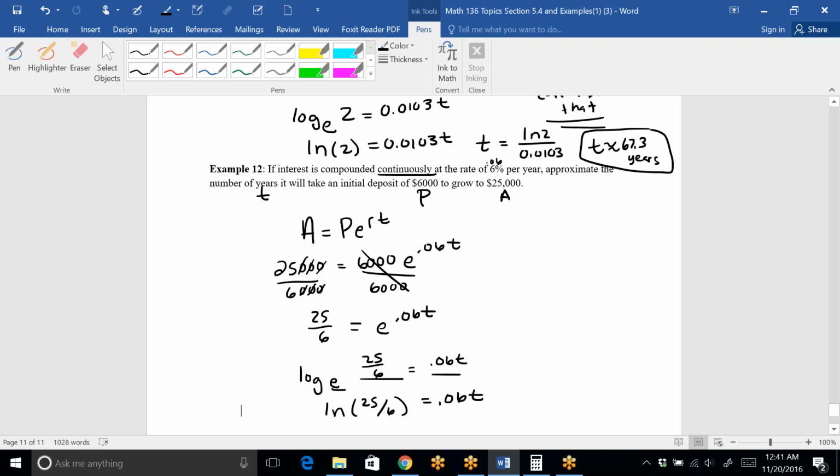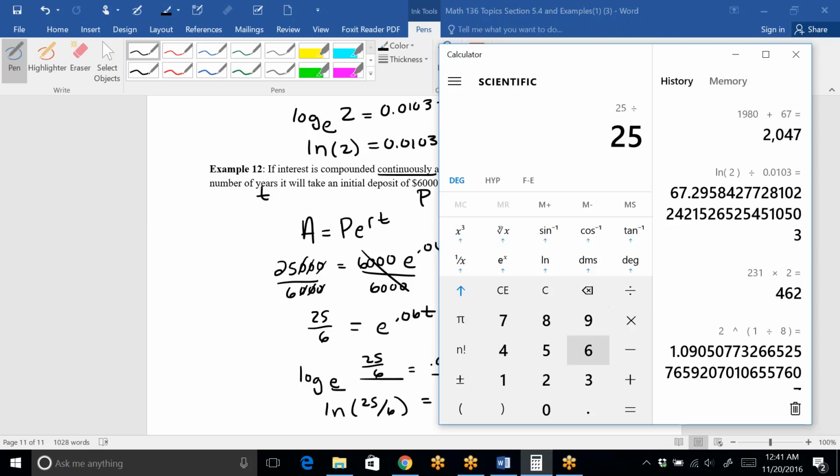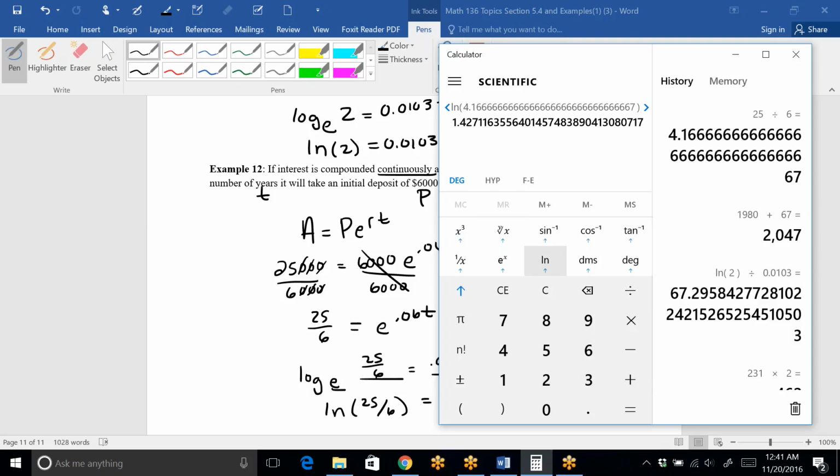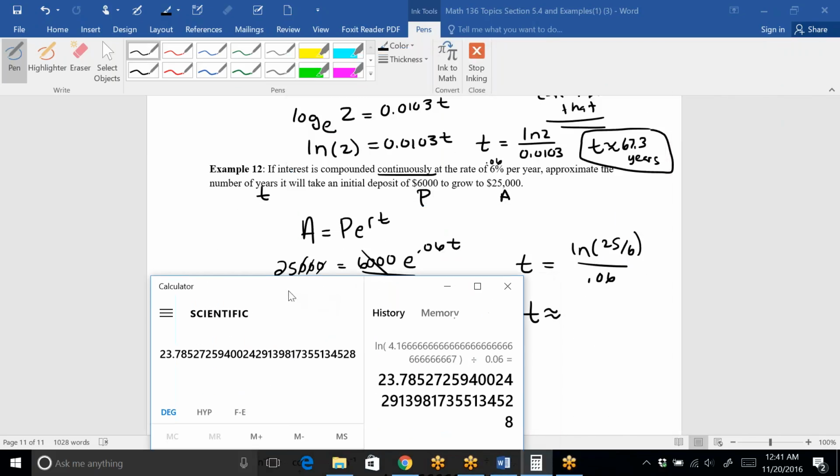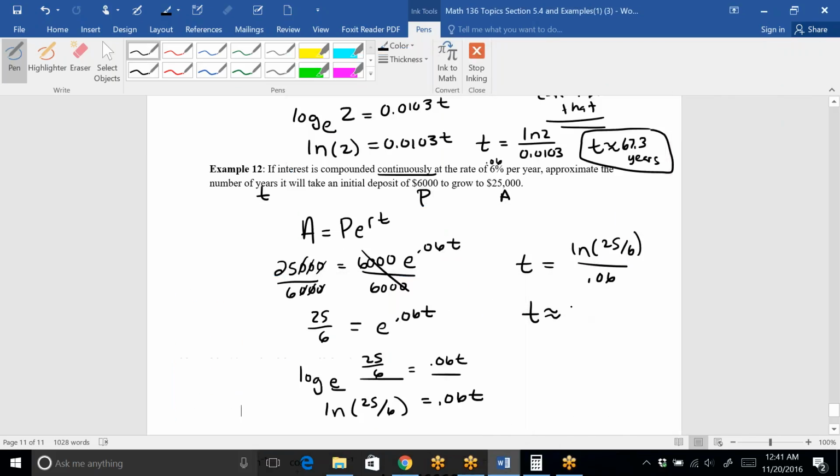We just need to divide by the 0.06 to get our approximation for the number of years. So 25 divided by 6 is my number. I'm going to take a natural log of that and divide by 0.06. So 23.8. If you want to round up to a whole number, approximately 24 years.